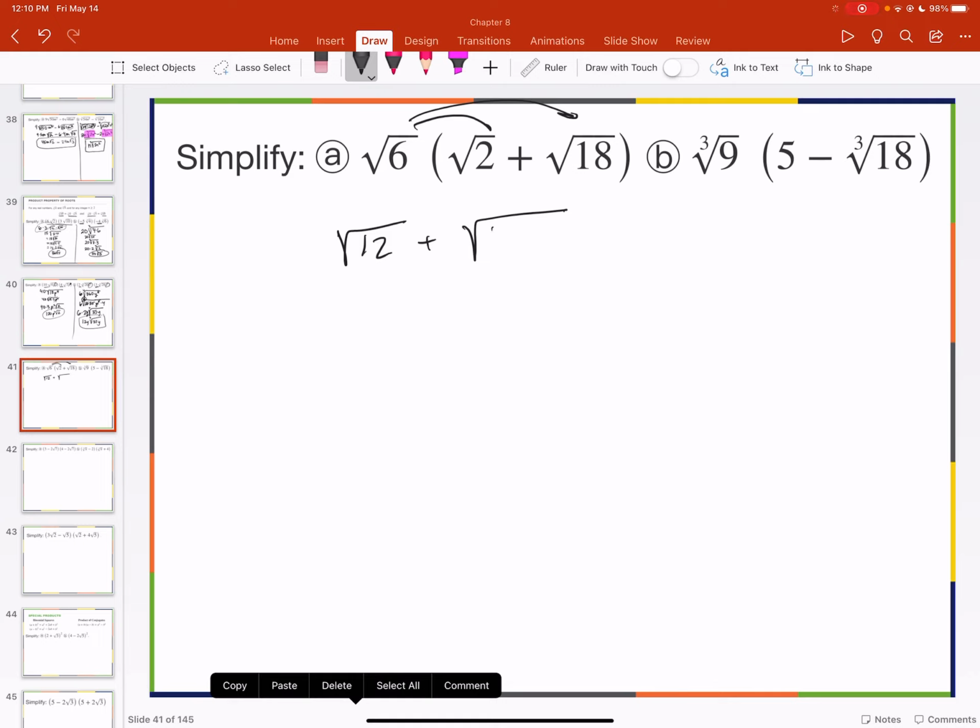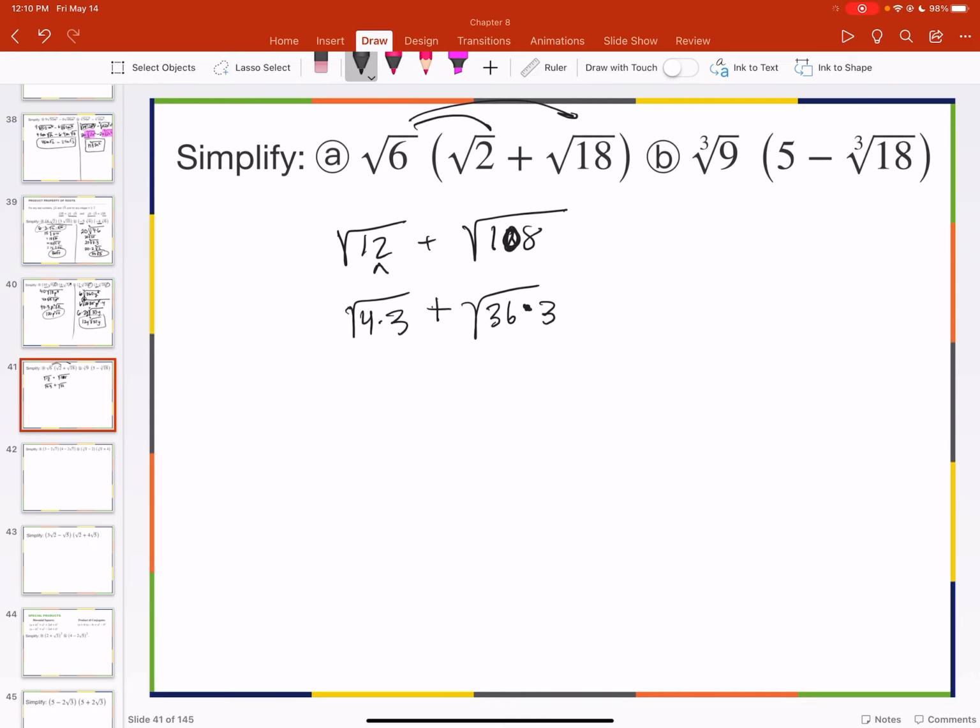Okay, square root of 108. What are the perfect squares here? So 12 can be written as 4 times 3. 108 divided by 3 is 36. This is a plus sign. I don't know why it's acting weird. Hold on, give me a second. Plus. Okay, this is a 0, by the way. 36 times 3. I'm looking for perfect squares so that I can factor them out.